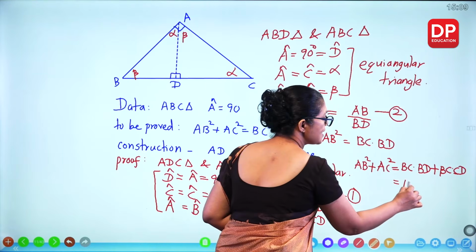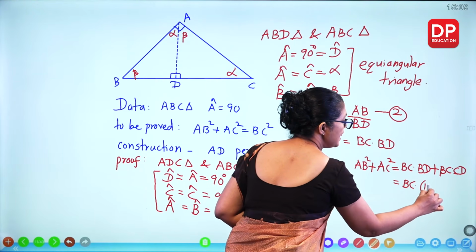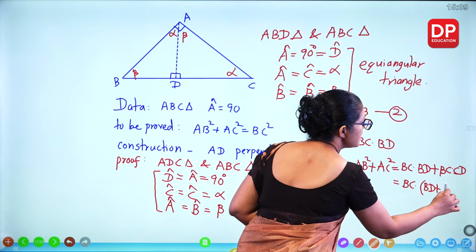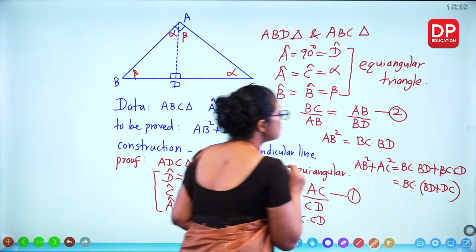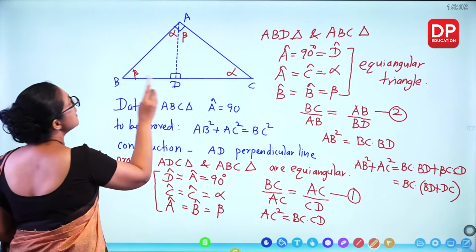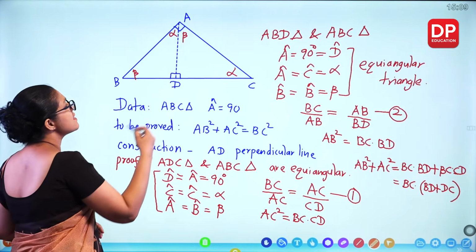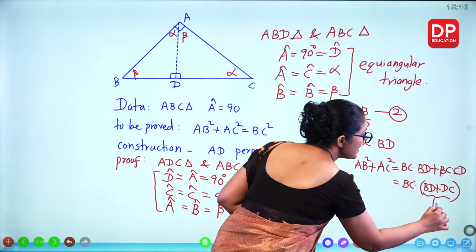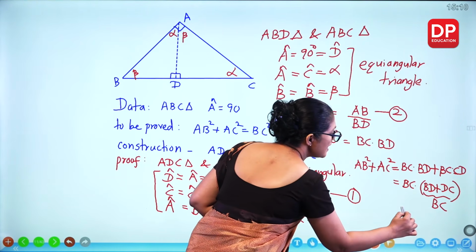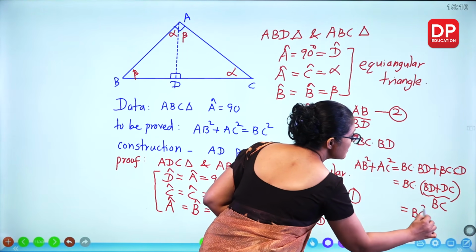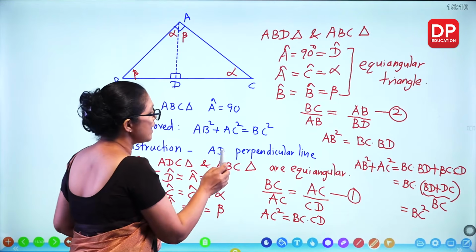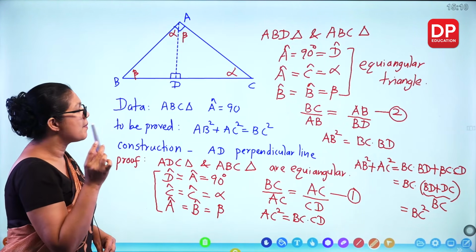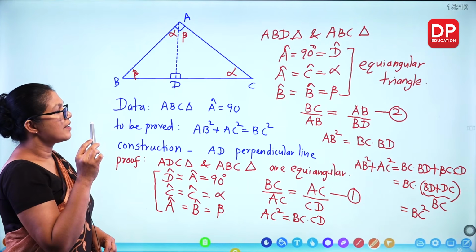BC is common, take it out. BD plus CD or DC. What's BD plus DC? This plus this is BC. Instead of this one, I can write BC. So BC into BC, you get BC squared. So according to Pythagoras theorem, BC squared is equal to AB squared plus AC squared.